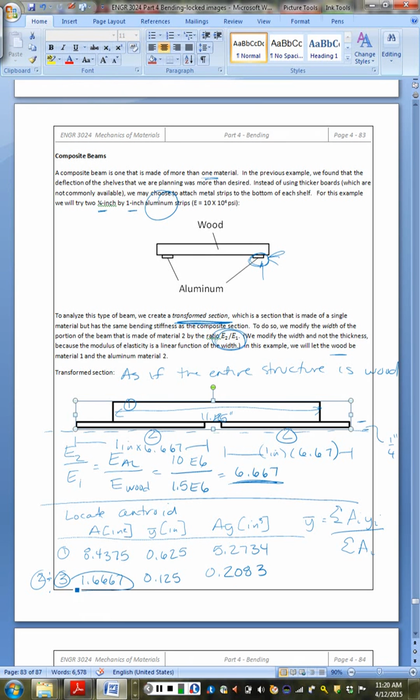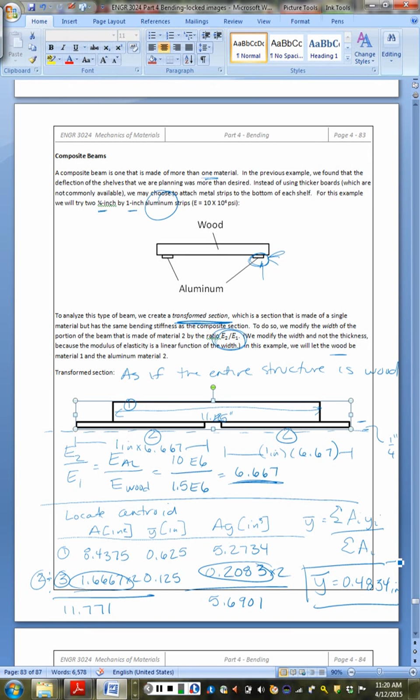Now we multiply these factors by 2 in our sums, so that ends up being 11.771 and 5.6901. Each of these are times 2 and times 2, which ends up in a centroid at just under 1/2 inch from the datum at the bottom of the structure.